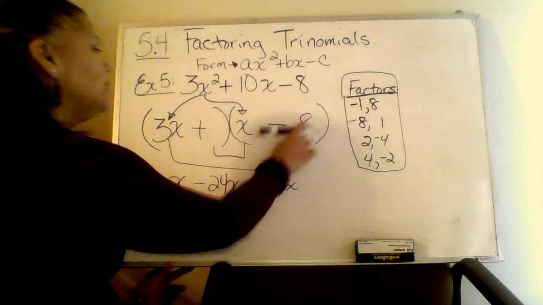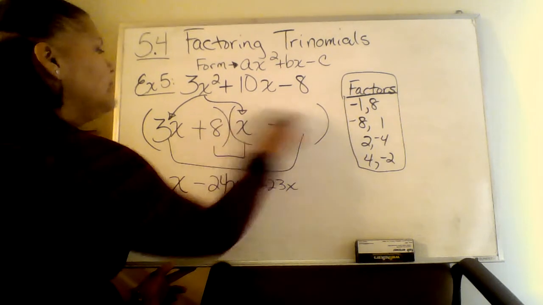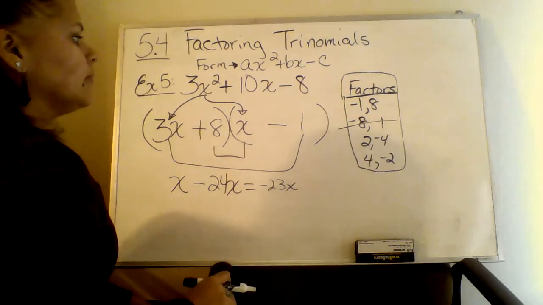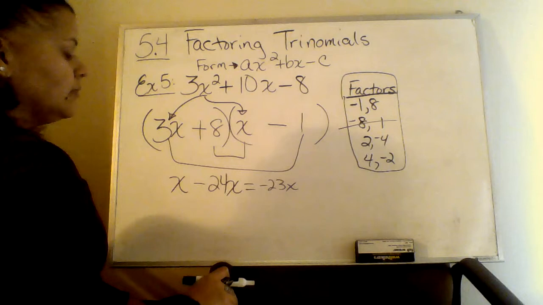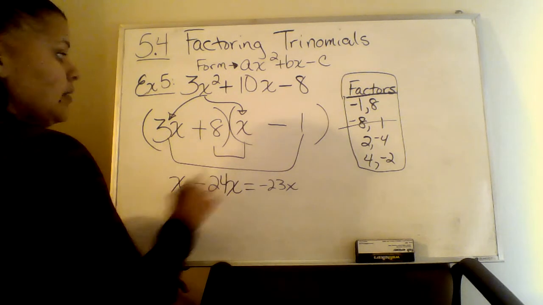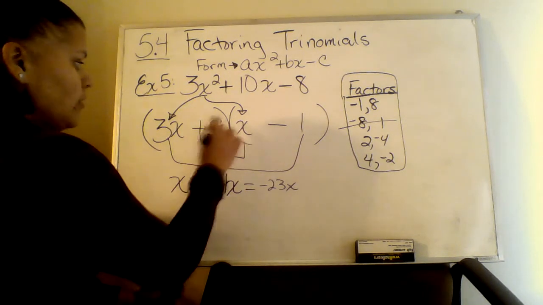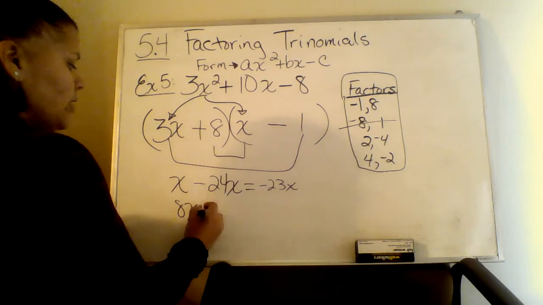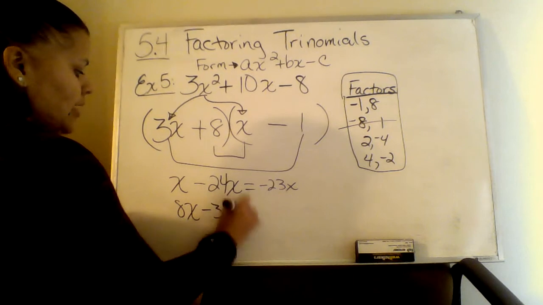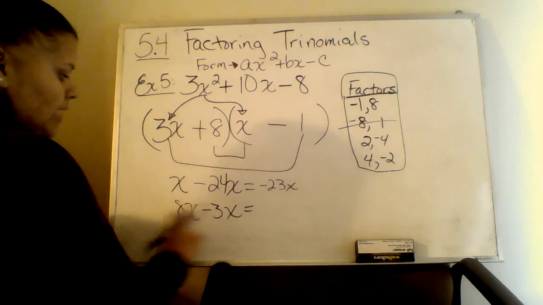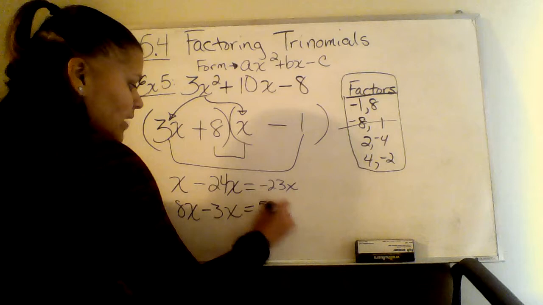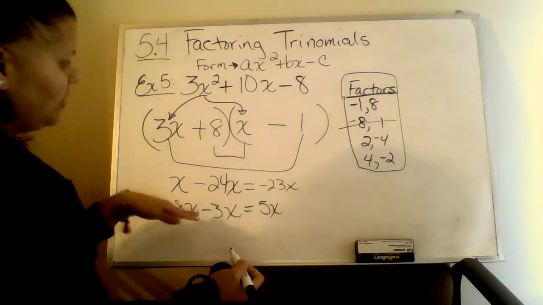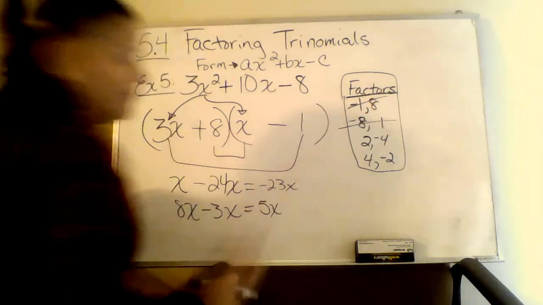Let me put my 8 right here, and use the negative 1. So I use this one. That one doesn't work. So now I'm using this one. So now if I do that, I have 8 inner, 8x, outer, negative 1 times positive 3, that's a negative 3x. If I subtract it, 8 minus 3, that's 5x. Doesn't work. It gives me positive, but it doesn't give me the positive 10 that I need. So that one doesn't work.